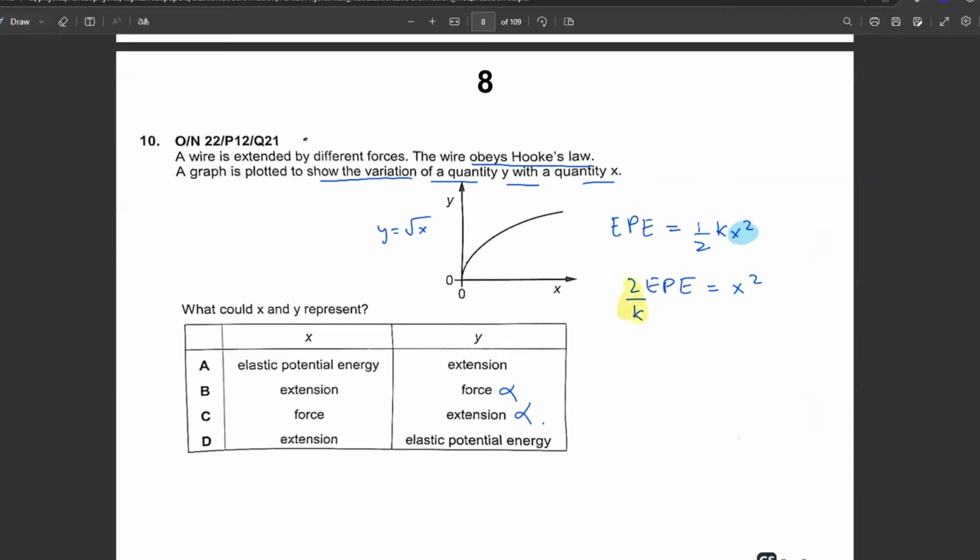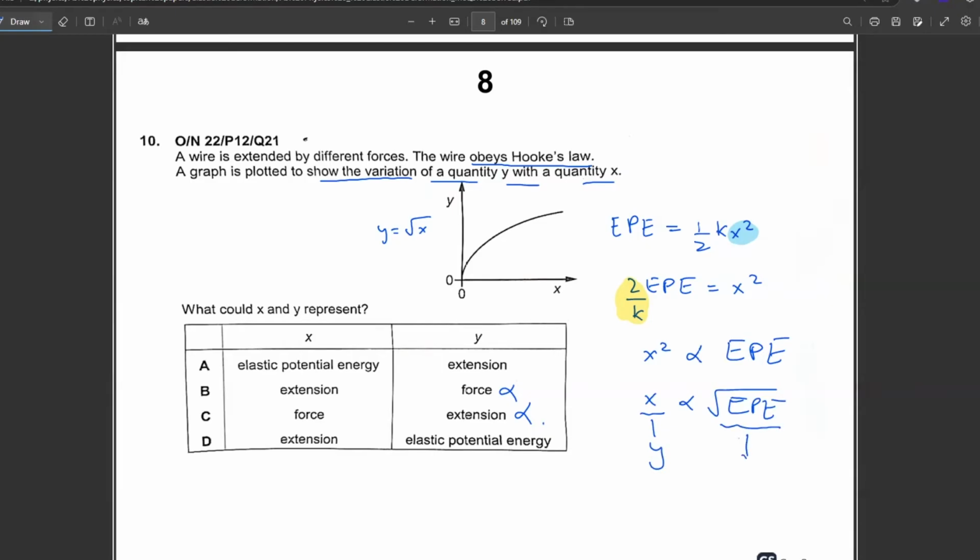This entire thing is a constant. Perfect. x square is directly proportional to elastic potential energy. Taking under root on both sides, x is directly proportional to the square root of elastic potential energy. So we can plot x, that is extension, on the y axis, and elastic potential energy on the x axis. Any answers like that? Yes, A is your answer, because this shape of the graph is always the graph of y is equal to under root x. So we had to make an equation that satisfies this.